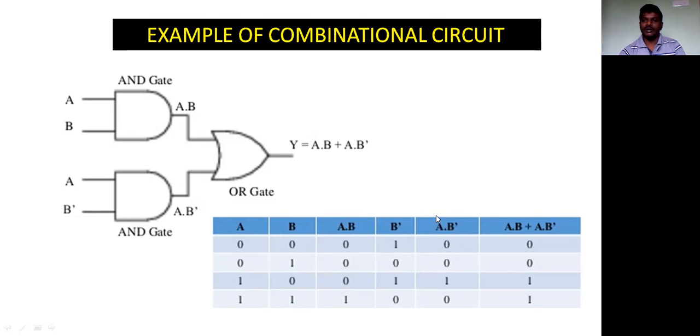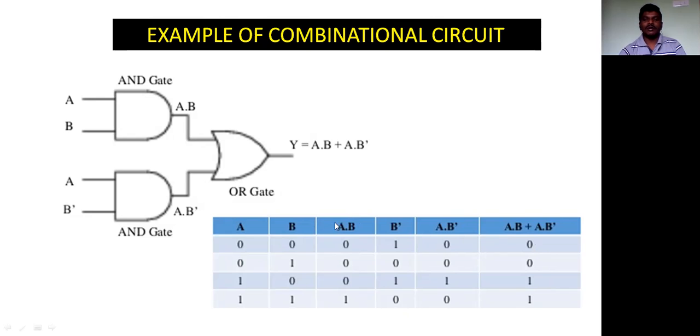Now these two are given as input to the OR gate. So this is the final output, Y is equal to AB plus AB bar. As you can see, 0 plus 0 is 0, 0 plus 0 is 0, 0 plus 1 is 1, 1 plus 0 is 1, because the OR gate generates the output as 1 if any one of its inputs is at 1.